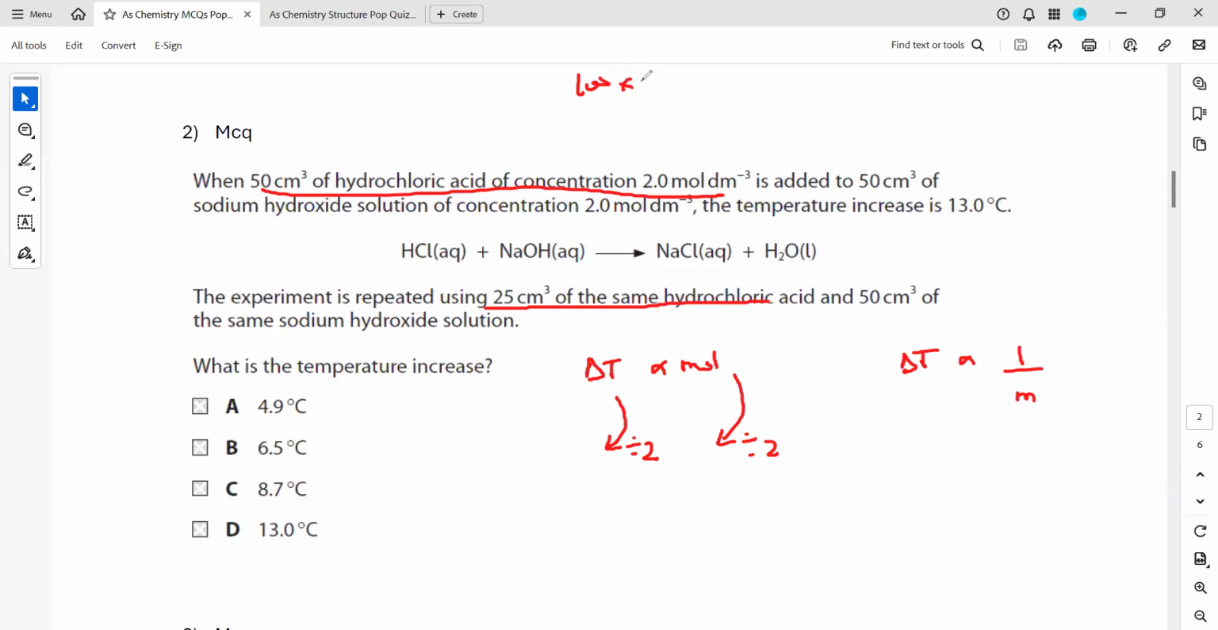What happened to the mass? For example, if 100 is there, multiply by 3 by 4, that will become 75. So if the mass is multiplied by 3 by 4, what will happen to temperature change? It will always be inverse, so it will be divided by 3 by 4. Is it clear till this point? The relation between the mass and temperature change?